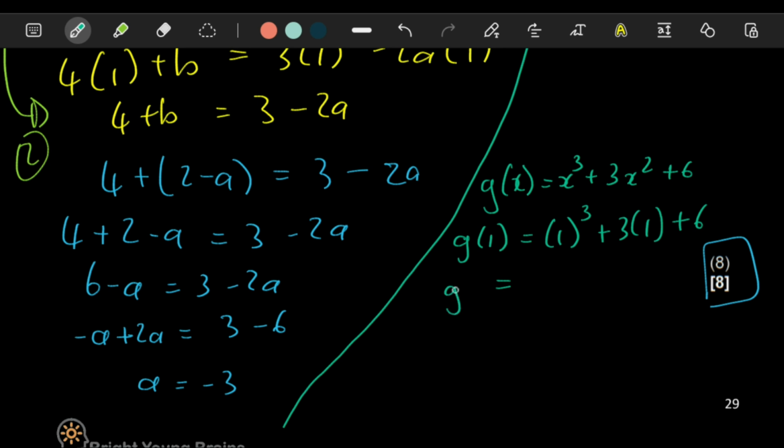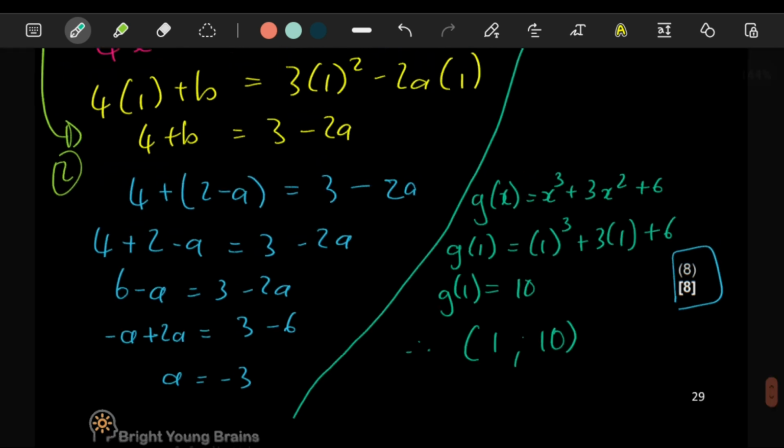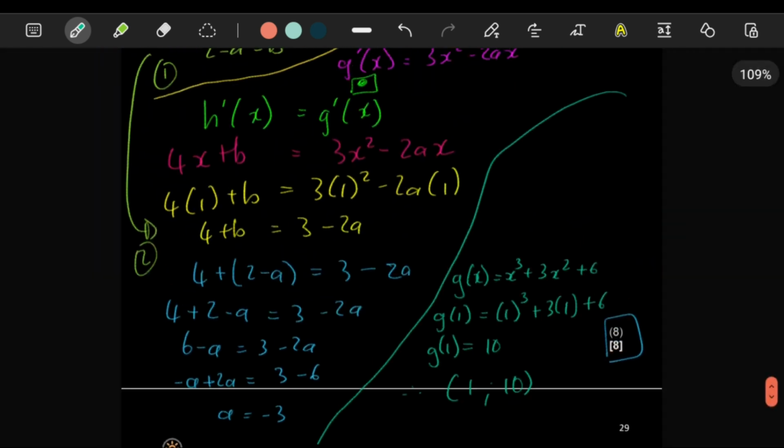So let's see what this is now. This is like 1 plus 3, that's 4, plus 6, that's 10. You see, so therefore the coordinate is just (1, 10). That is the point of contact, and we use this value of 1 so many times.